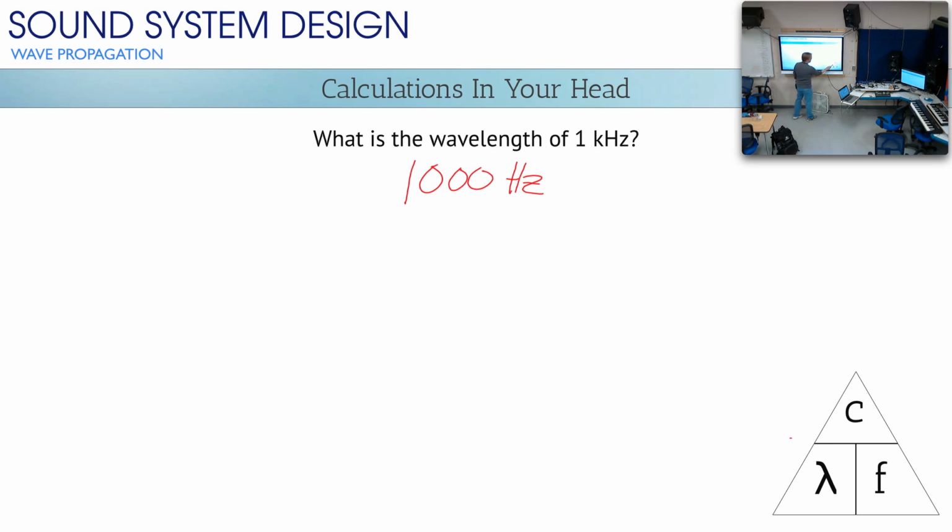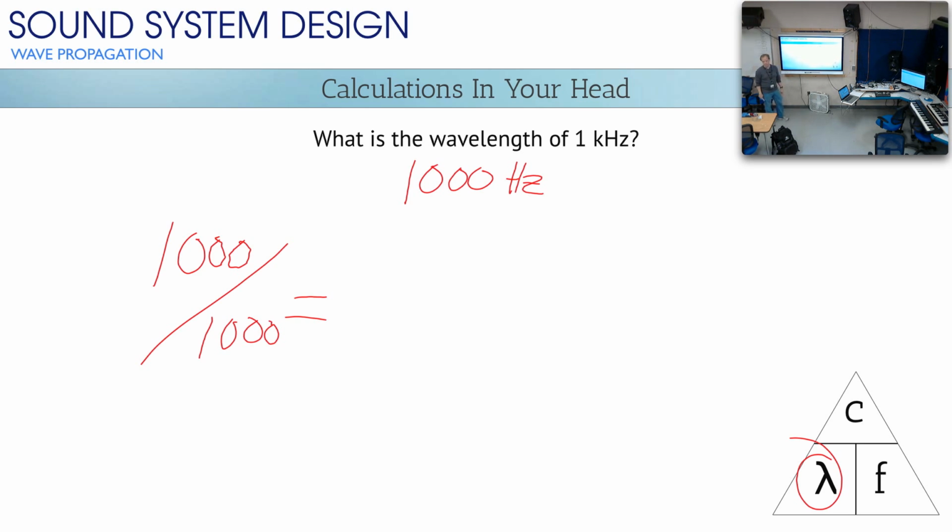So wavelength of 1,000 hertz. Well, to get wavelength, I have to take speed of sound divided by frequency. So speed of sound is 1,000 feet per second divided by 1,000 hertz. What is 1,000 divided by 1,000? Taylor? 1, right? See, we can do this in our head. 1 foot. Wavelength of 1 kilohertz is 1 foot. That big.